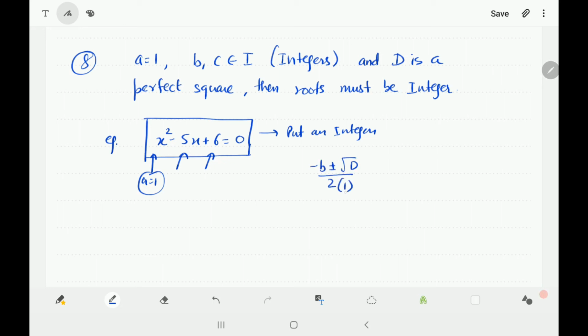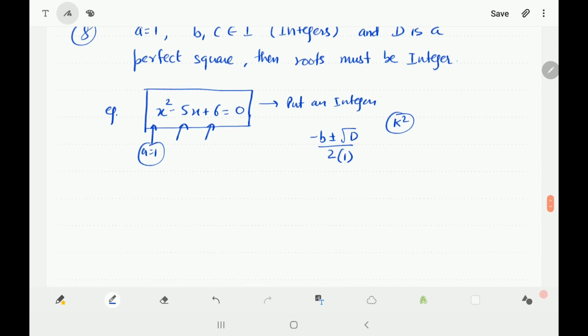If a is 1, then minus b plus minus root d, which is a perfect square term if d is a k square. Okay, so this will become minus b plus minus k divided by 2. Automatically the numerator will be divisible by 2, hence the roots must be integer.